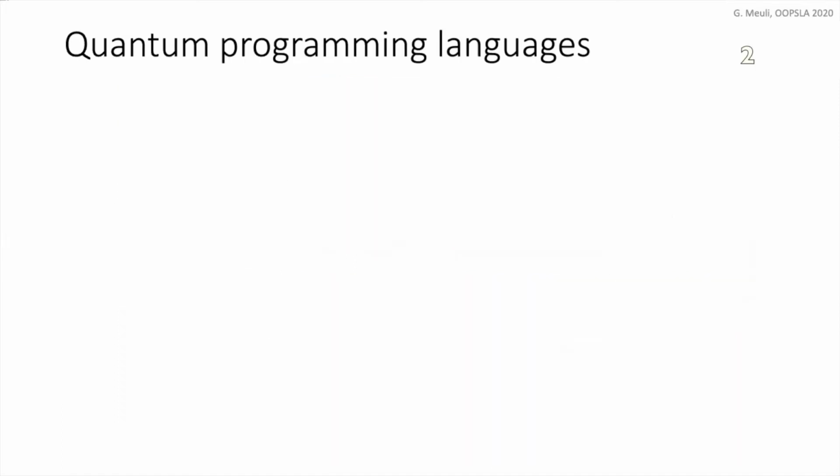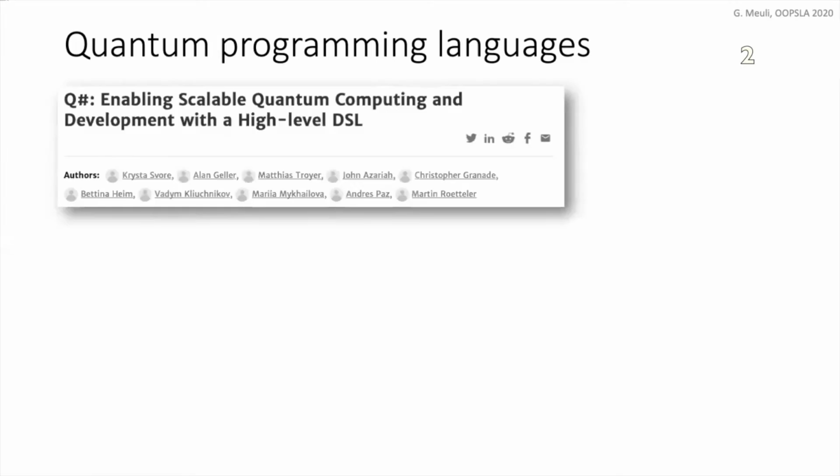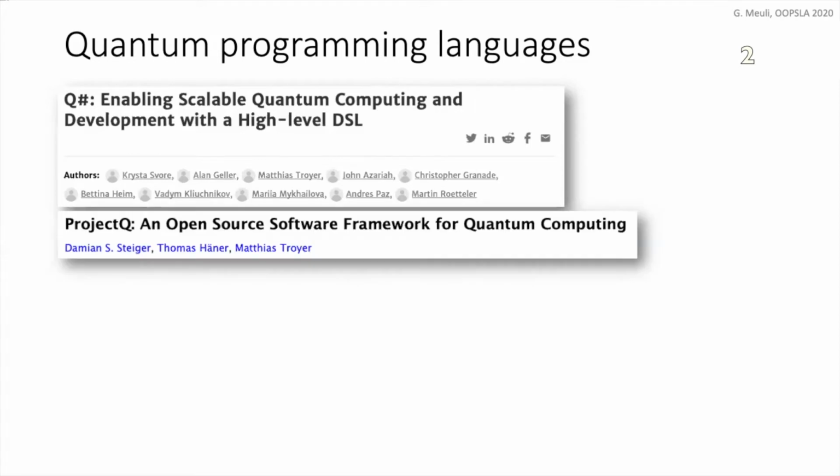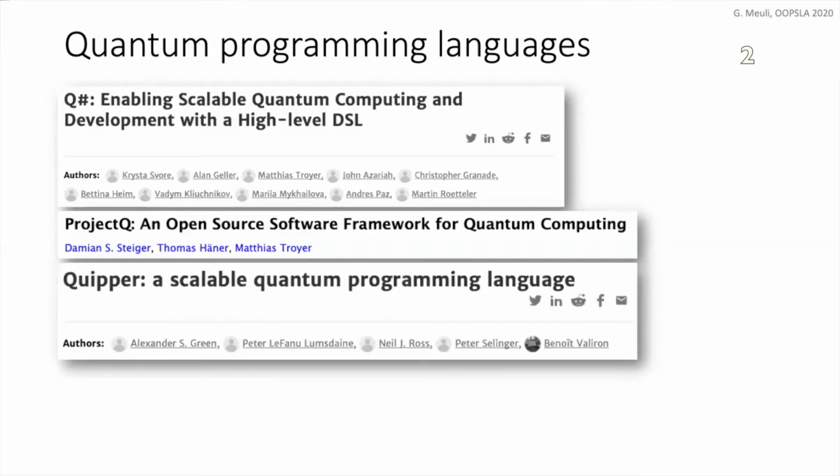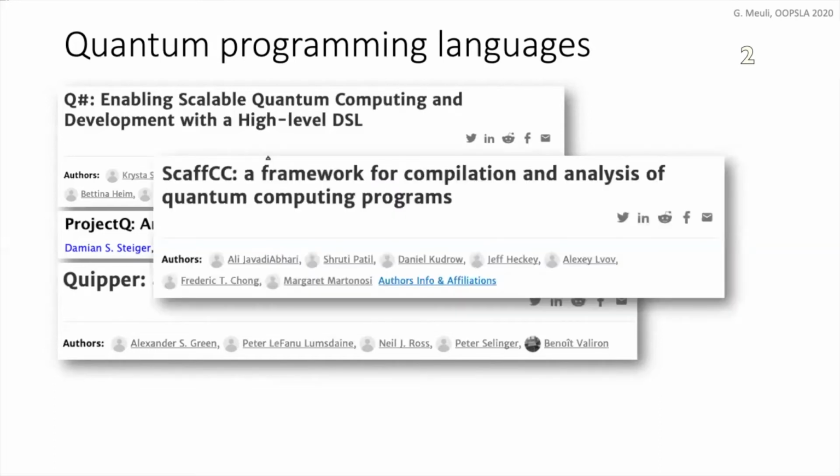Different quantum programming languages are currently available. Microsoft Q#, which is a standalone quantum programming language developed by Microsoft to facilitate the description of hybrid quantum-classical programs. Project Q, which is an open-source Python-embedded domain-specific language. Quipper, which is a language embedded in Haskell that does not depend on a particular model of quantum hardware. Scaffold, ScaffCC, which is a compiler framework based on LLVM.